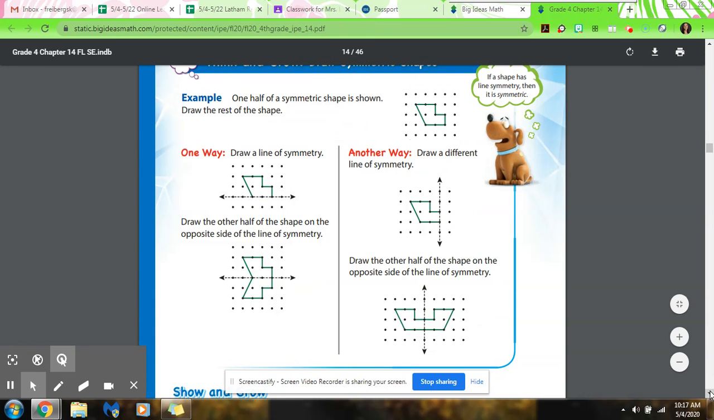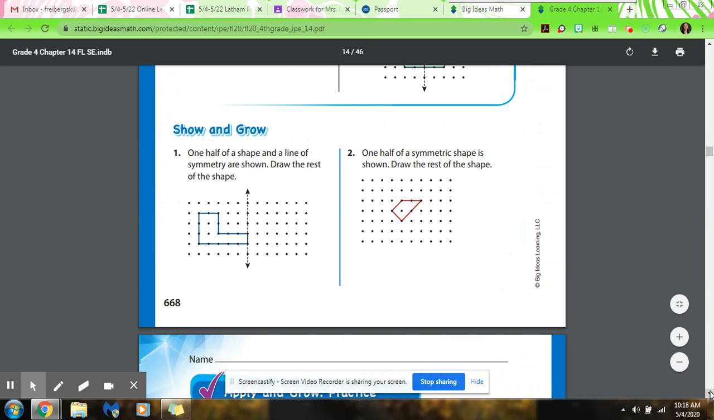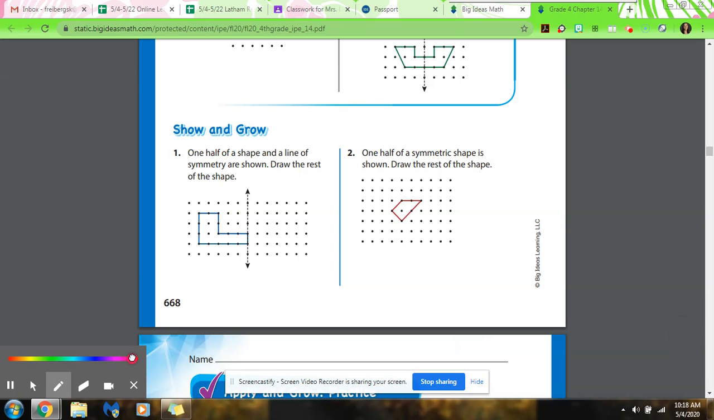We have just a few more practice problems, and then you'll be able to work on your independent pages. All right, let's go ahead and take a look at this next practice problem we have here. One half of the shape and the line of symmetry are drawn. Draw the rest of the shape. So it looks like they're cutting this shape vertically. So to draw it across, I'm going to go ahead and take a look.